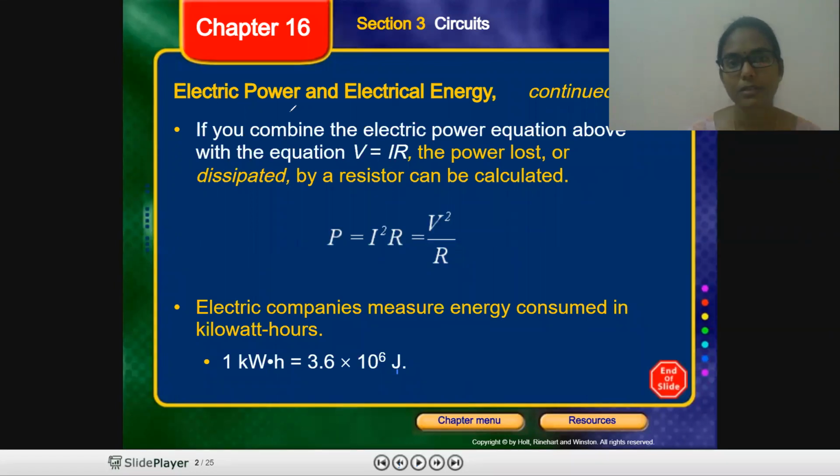Next, see electrical power and electrical energy. If you combine the electrical power equation with the above equation, which is V equals IR, what electrical power equation will you get, children? Power is equal to current into voltage. Okay, this is the equation you got.